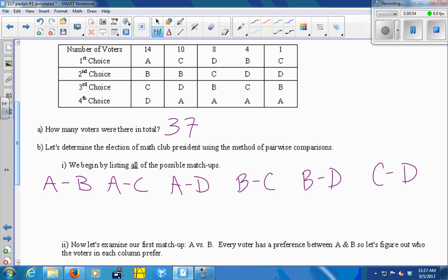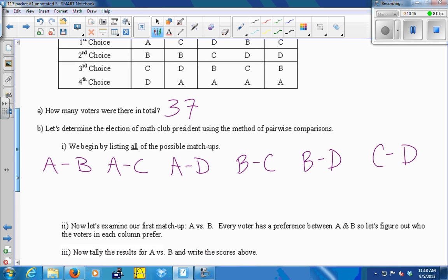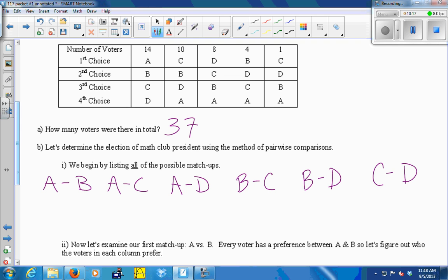All right, so now we're going to look at our first matchup, A versus B. Every voter has a preference between A and B. Even if they didn't put either one in first place, they have a preference. We can tell from their ballot who they prefer, A or B. So we're going to look at every column and write down who those voters would prefer. So these 14 voters, if they had to choose, C and D are out. You have to choose between A and B. Who are you going to pick? A. So we'll say 14 votes for A there.